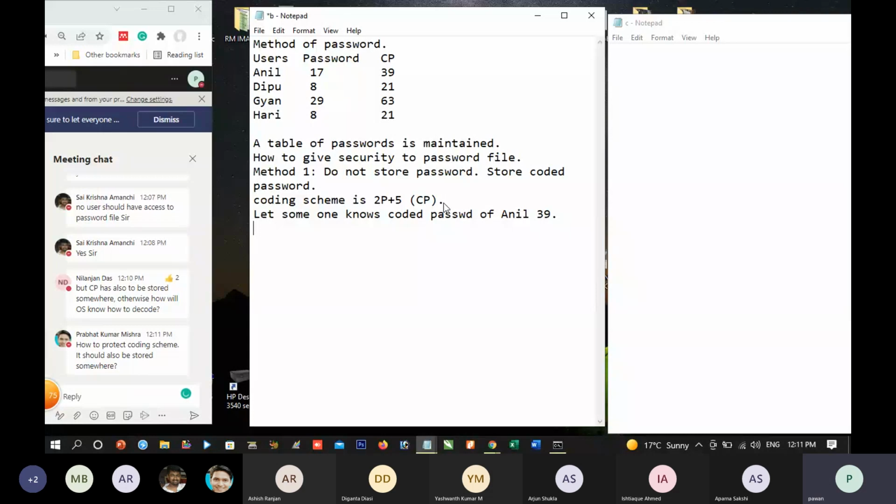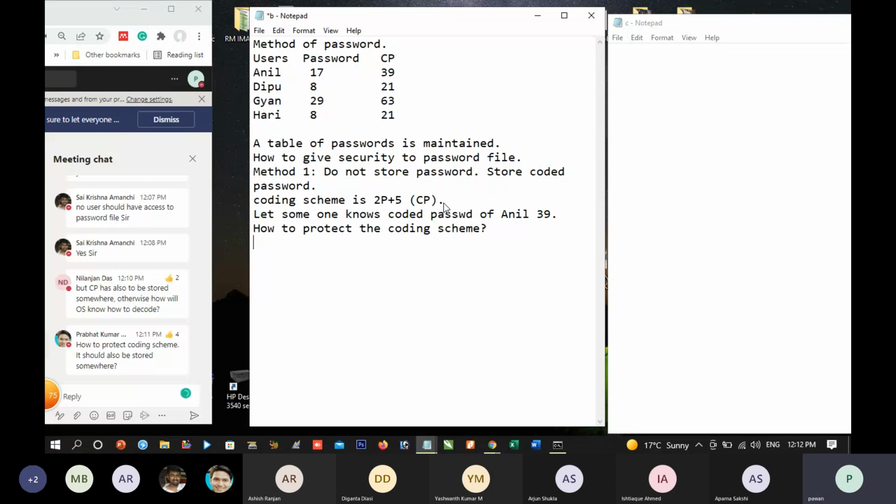How to protect the coding scheme? If someone comes to know that the coding scheme is 2p plus 5, then he can solve 2p plus 5 equal to 39, and p equal to 17 can be obtained. Is it correct or not?